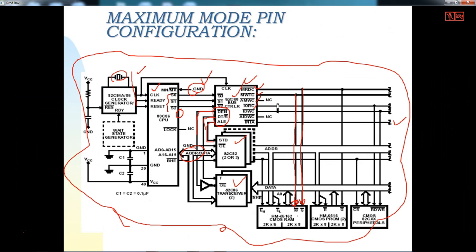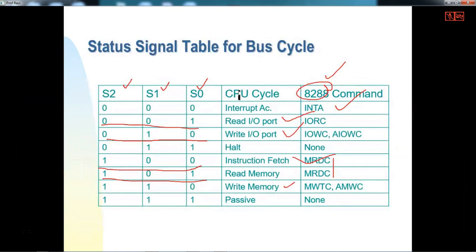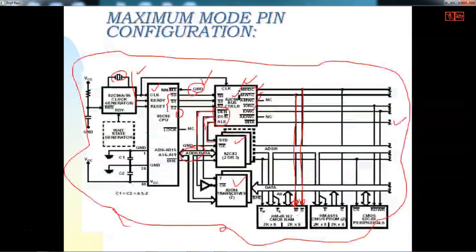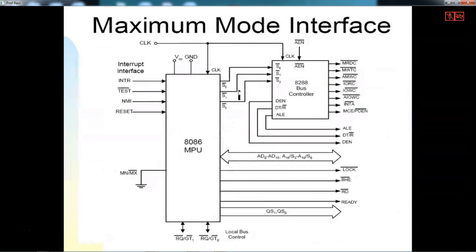So this is the maximum mode of operation. The difference is here the 8288 comes into the picture, which is used to generate signals like this. When it is 000, then the interrupt acknowledge signal is generated by the 8288. When it is 001, IO read, and when it is 010, then writing into an IO port, and when it is 101, then reading memory, and 110, then writing into memory. So these are the control signals generated using the 8086 in maximum mode of interface.